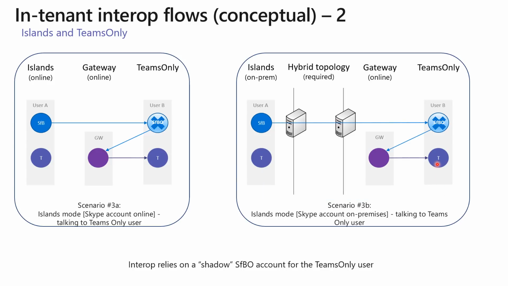If the user uses their Skype for Business account, even though it is on premises, this still works just fine because, again, we go through this hybrid path, and as far as the Skype client is concerned, they're talking to a Skype for Business online user. We take care of the rest in the service to route this to the gateway and over to their Teams application, such that we can then establish this interop thread between Teams and Skype for Business on premises.